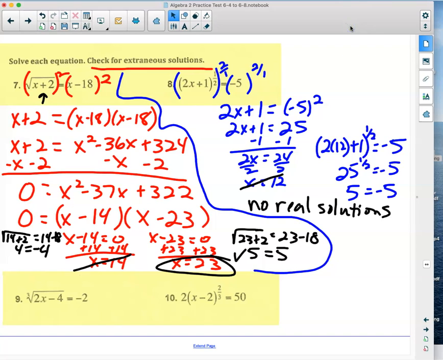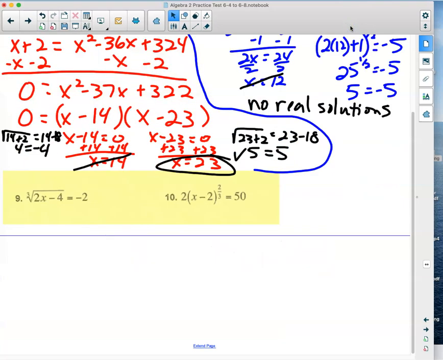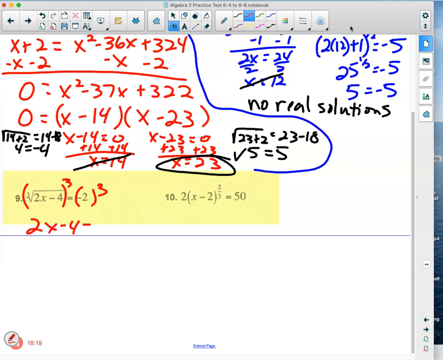See if I can get this into position here. There we go. So number 9, we have the cubed root of 2x minus 4 equals negative 2. Again, the radical is already isolated, so we raise it to the power we're supposed to raise it to. To undo cubed root, you'd cube. So that will give us 2x minus 4 equals negative 2 cubed, which is negative 2 times negative 2 times negative 2, which is negative 8.